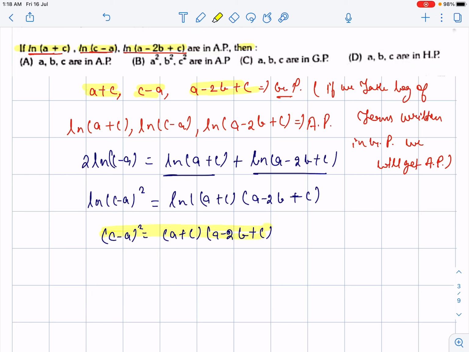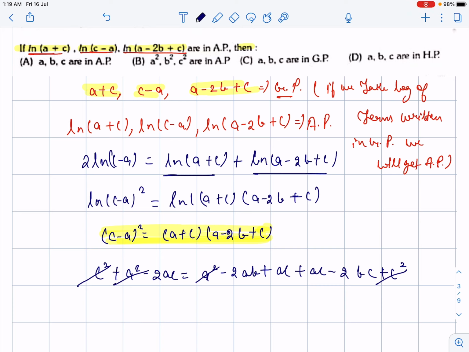Great, very important. Now when I proceed further, I'll get some relationship which will be in the form of GP, AP or HP. Let's see what will happen over here. We'll write c square plus a square minus 2ac is equal to a square minus 2ab plus ac minus 2bc plus c square. So c square and c square will be gone, and a square will be gone. Then what all things are getting cancelled? We got minus 2ac over here, so 4ac it will become with minus sign.